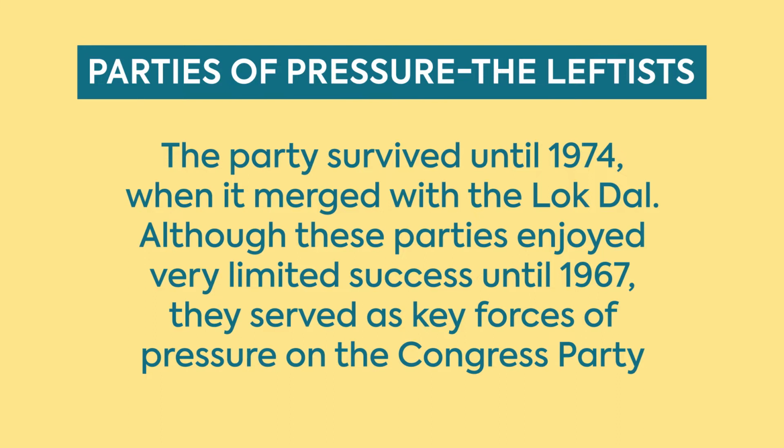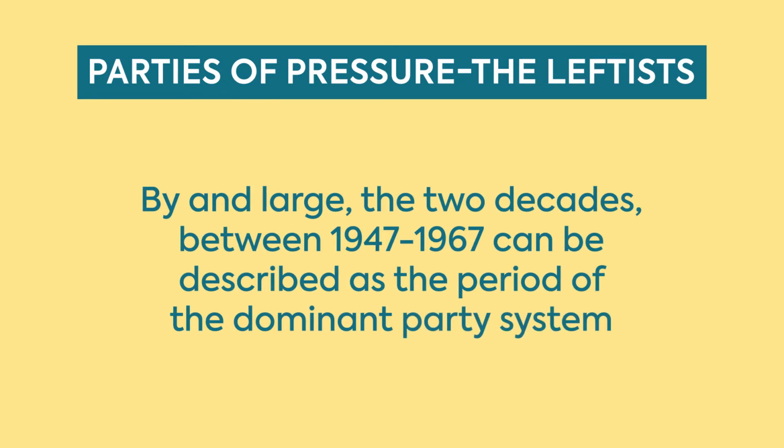Although these parties enjoyed very limited success till 1967, they definitely served as a key force, as parties of pressure on the Congress. By and large, the two decades between 1947 and 1967 can be described as the period of the dominant party system, or more popularly the Congress system.